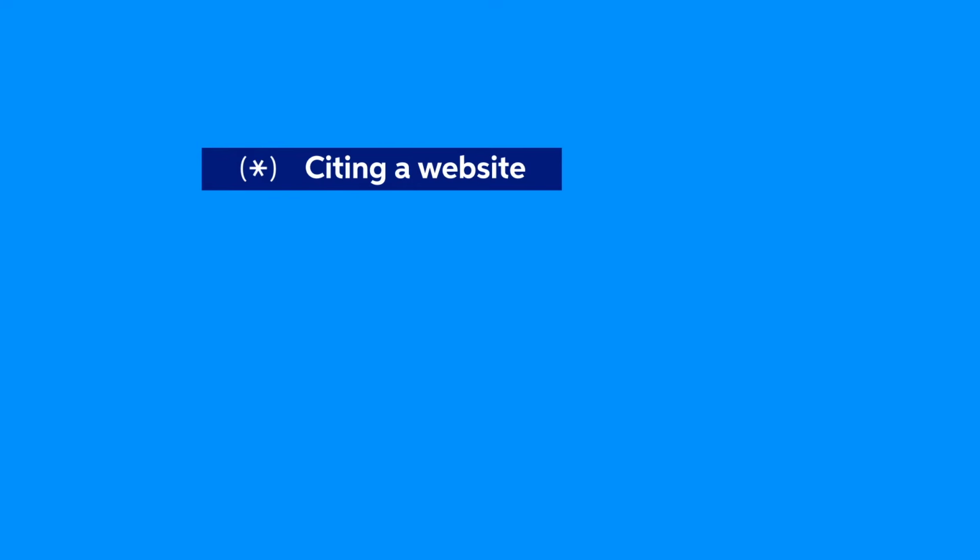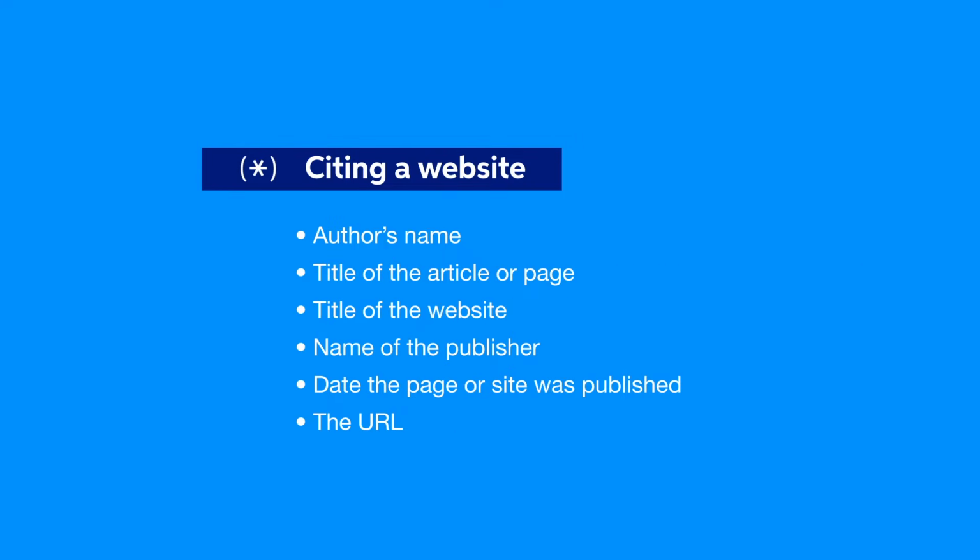To create an MLA citation for a website, you will need the following pieces of information: the author's first and last name, the title of the article or page, the title of the website, the name of the publisher if it differs from the name of the website, the date the page or site was published if it's available, and the URL. When including URLs in a citation, leave out the hypertext protocol prefix.